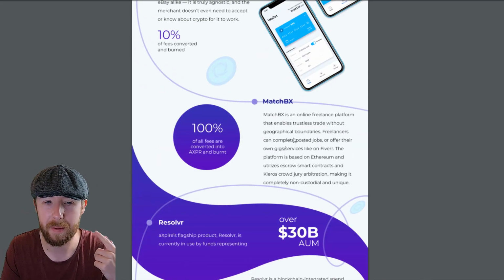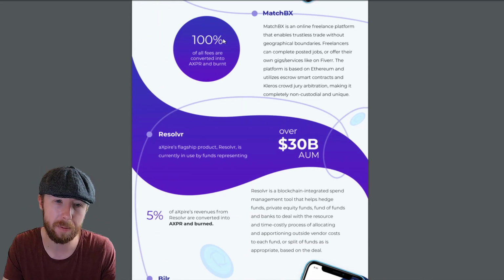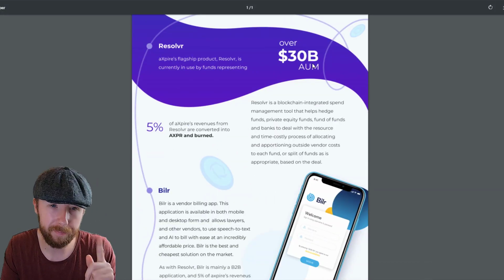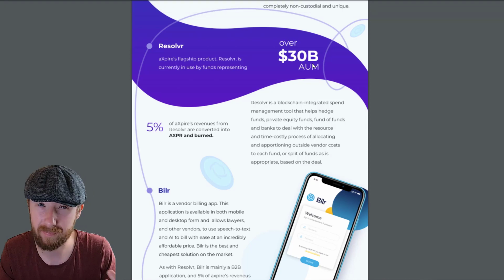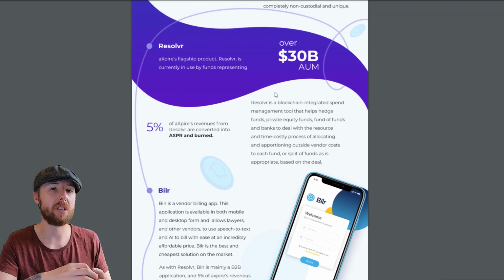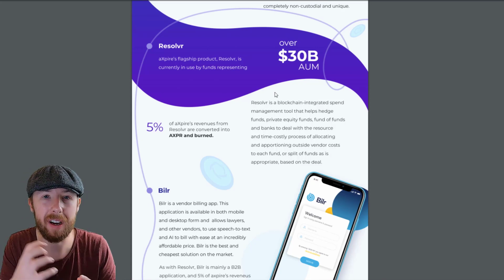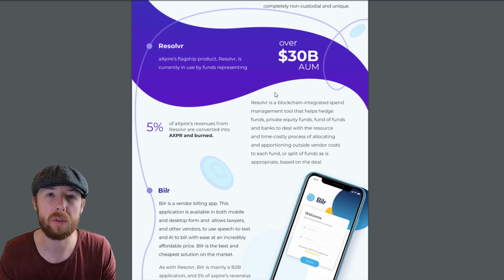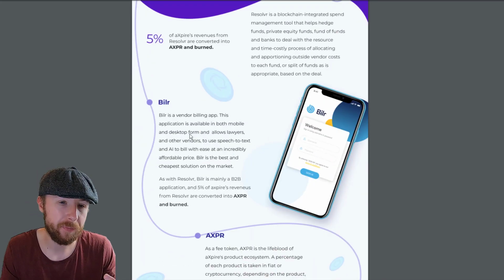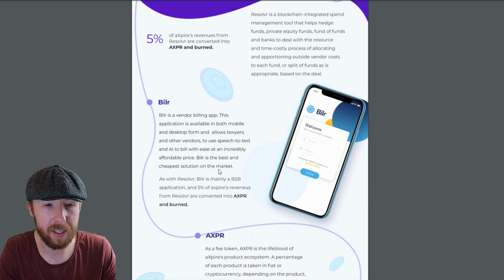I want to go through the screenshots in a minute. But again, MatchBX is an online freelance platform. 100% of the fees are burnt for that, which is pretty cool. Resolvr, 30 billion. I knew that. I saw that figure before. I knew it was right. And ultimately, that will get bigger as more companies use it. So a massive amount of the fees will be burnt as more people use it. And you've obviously got Blyler, which is a vending billing app, which is pretty cool as well.